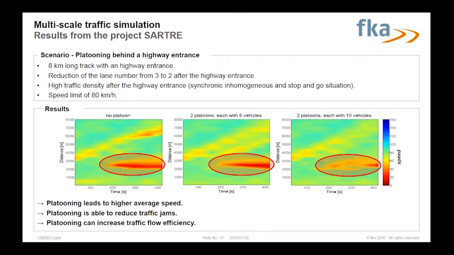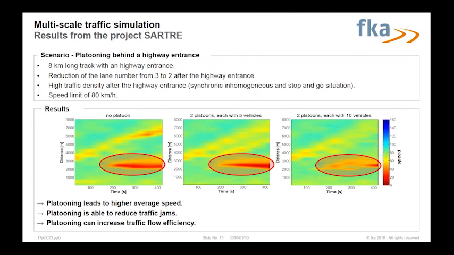And what we can see here, we have these 3 pictures. On the left side, there is no platoon. So this is just all the cars or all the trucks driving alone, no platooning. In the middle, the picture shows the results of 2 platoons with each 5 vehicles. So from all the cars driving around this area, we have chosen 10 vehicles and put them in 2 platoons. And as we can see here, the red area is getting smaller, which shows that the average speed gets higher in this situation.